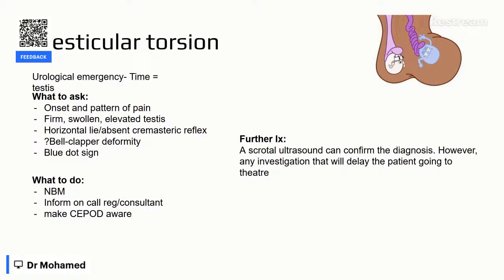So if you're suspecting torsion, what you need to be doing is prepping them for theatre. So make them nil by mouth, inform your on-call reg. If you're working in urology, you want to let the reg know, let the consultant know, because CPOD is the kind of emergency list in theatre. They would be going onto the CPOD list for an exploration.